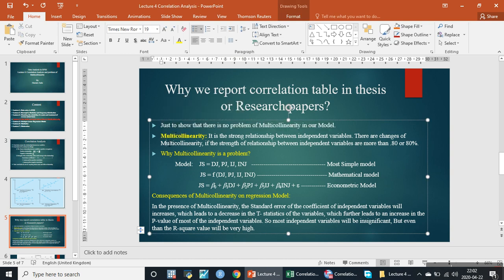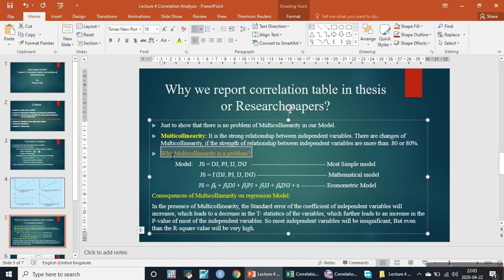So what is multicollinearity? Multicollinearity is a strong relationship between independent variables. If there is a strong relationship of more than 80%, either positive or negative, then there are chances of multicollinearity. If the strength of the relationship between independent variables is more than 80% or 0.80, then there are chances of a problem of multicollinearity. So what is actually the problem?